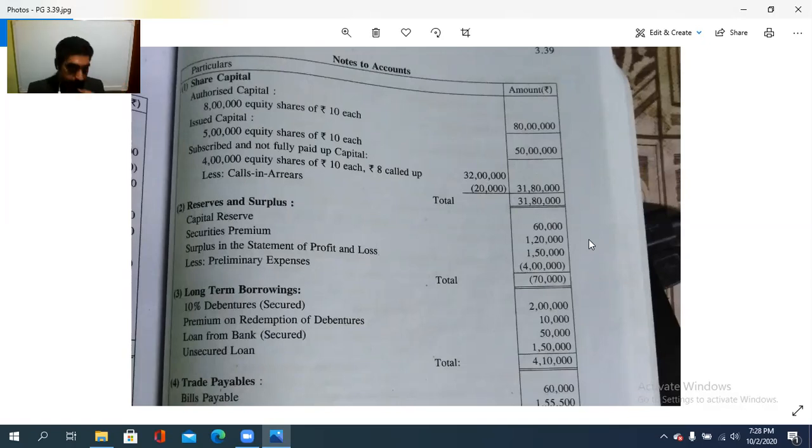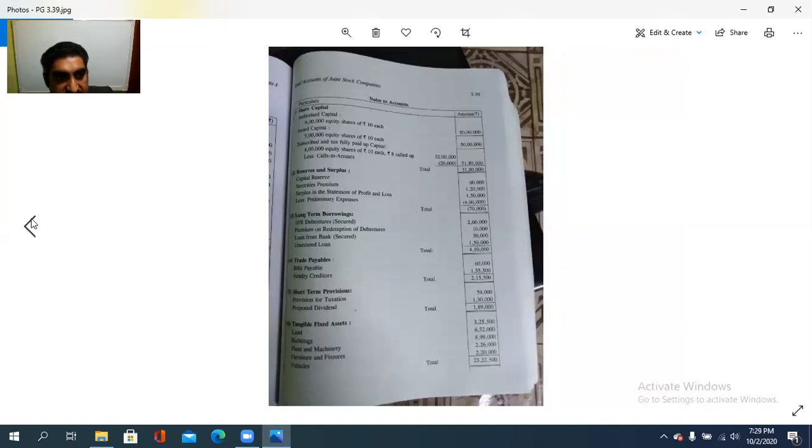Unsubscribed, divide by 10, that is 10,000. That 10,000 into this 2. 2 in the sense means 10 is the face value of the share. Out of that, 8 is called up only. 8 was called, the balance 2 is remaining. That 2 into 10,000 is 20,000, 32 lakhs minus 20,000, that is 31 lakh 80,000. Clear? So that is the first case, share capital.